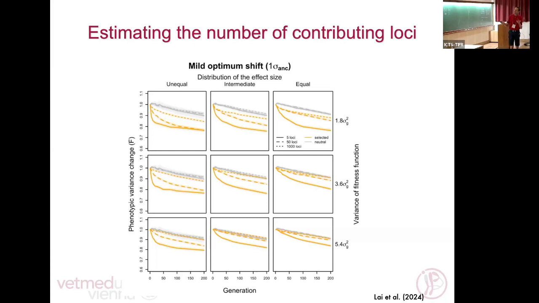But if you look over it, you see that typically when you have a relatively small number of loci, you can distinguish this very well from the expectation with many loci. So the question is, can we say whether the expression changes that we see in our experiment, the variance change, is compatible with few loci or with many loci?